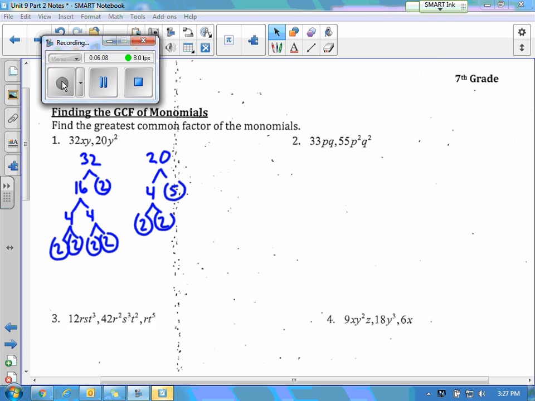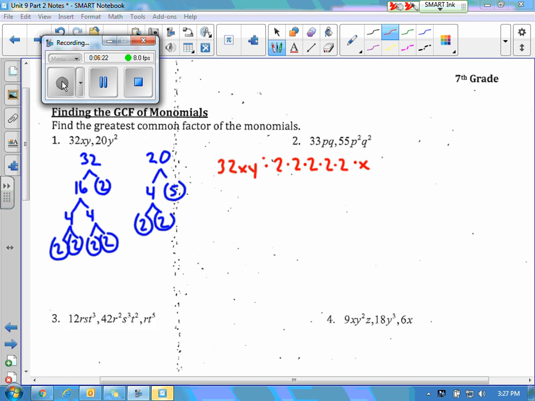Now the next step, which is even more important now that you have variables, is you're going to write out your original and then do the factoring for it right now. So for 32 I have 5 2's, and then I have an x and a y. And obviously I'm flooding over into the other problem, don't worry about that. Then for 20y squared, I have 2 2's, a 5, and 2 y's from the y squared.